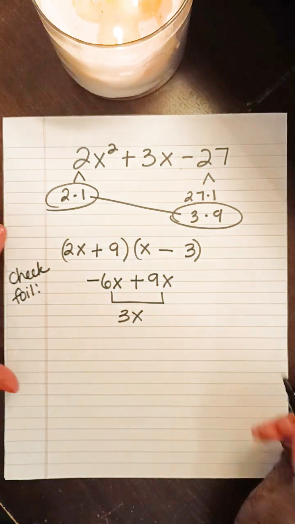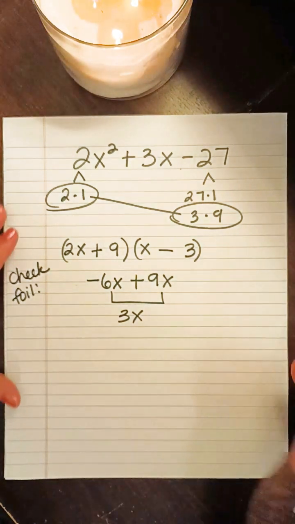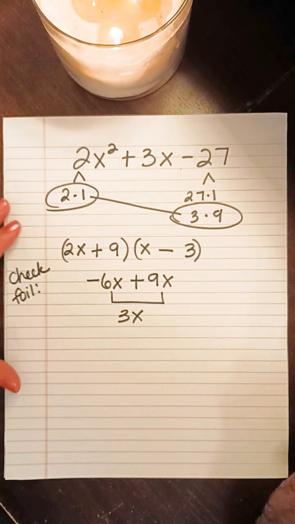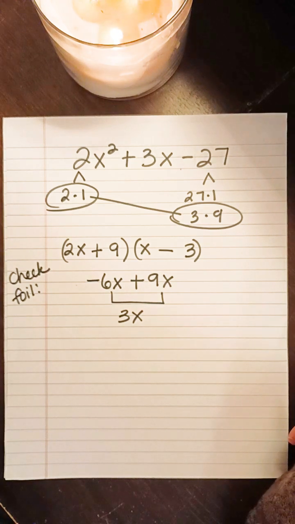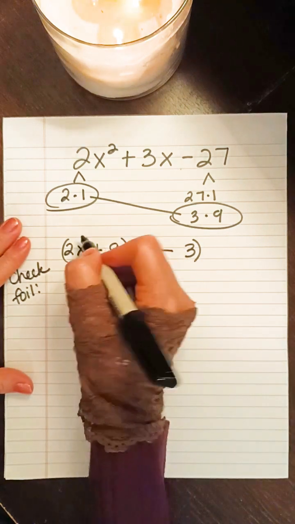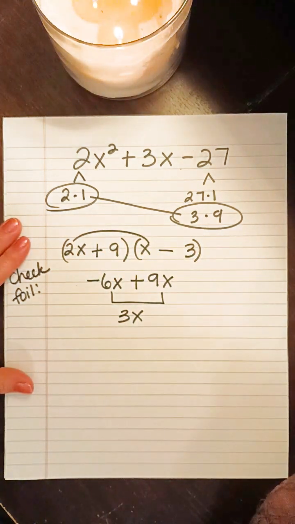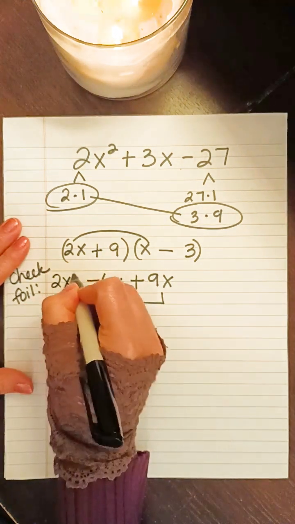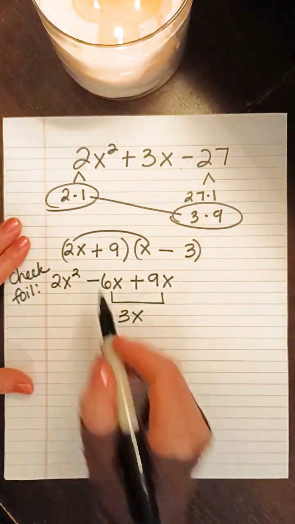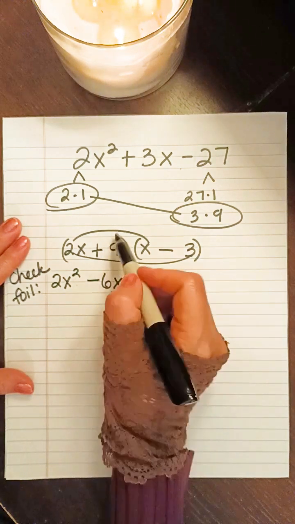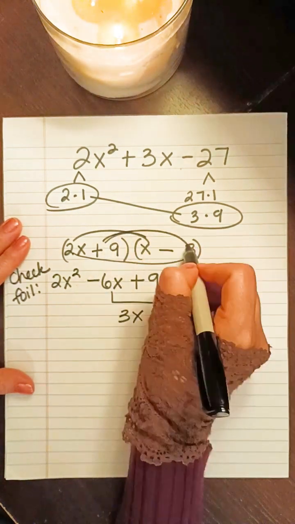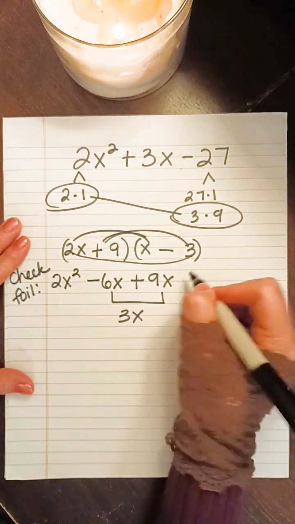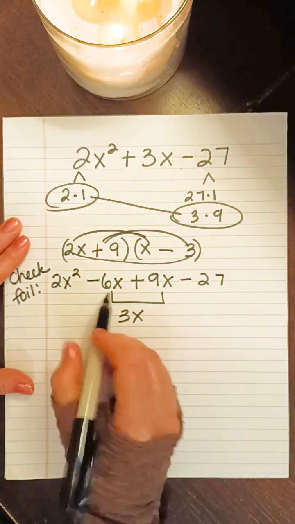Actually, at this point, right when you place them, you're done. That's all you have to do, but we can check with FOIL, especially when you're just first starting this. I FOIL as I go along the problem. I don't really check at the end, but when you first start, you can do a check. So the first terms in each binomial multiply to get a term, so we get 2x squared. And then we have the outside terms, the inside terms, and then the last terms. Positive 9 times negative 3 is negative 27.